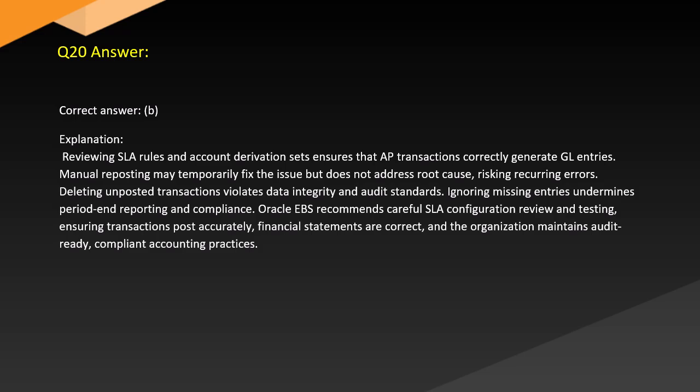Answer. Correct answer: B. Explanation. Reviewing SLA rules and account derivation sets ensures that AP transactions correctly generate GL entries. Manual reposting may temporarily fix the issue but does not address the root cause, risking recurring errors. Deleting unposted transactions violates data integrity and audit standards. Ignoring missing entries undermines period-end reporting and compliance. Oracle EBS recommends careful SLA configuration review and testing, ensuring transactions post accurately, financial statements are correct, and the organization maintains audit-ready compliant accounting practices.